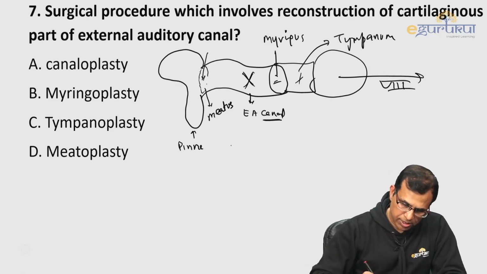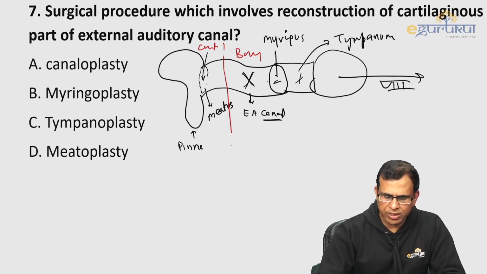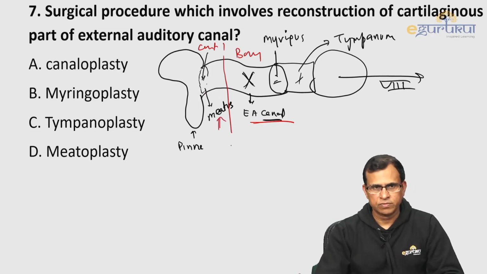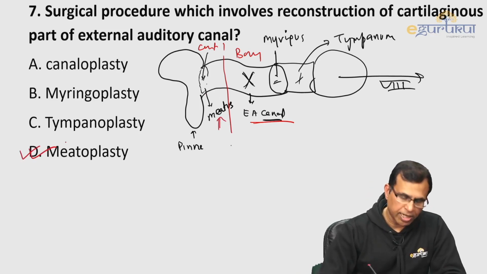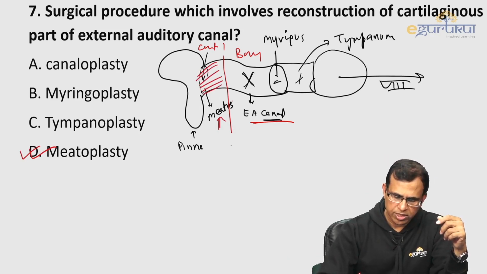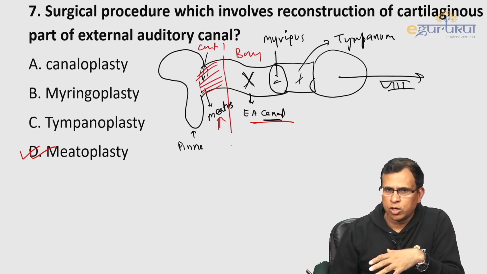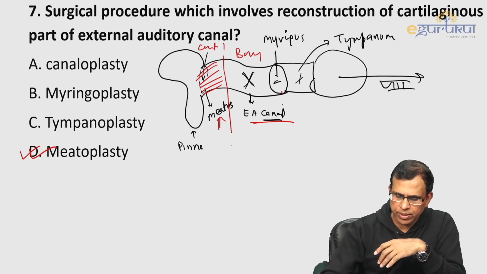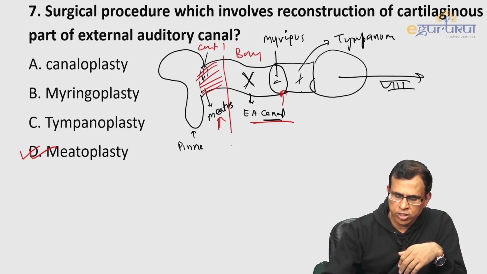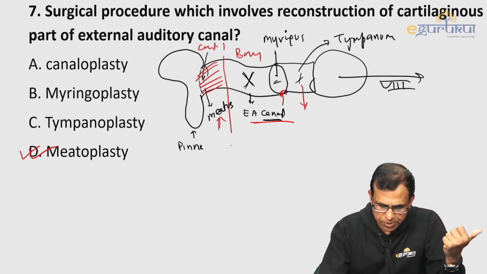So canaloplasty is the bony part. We all know the canal, if I divide here, this is the bony part of the canal and this is the cartilaginous part of the canal. So when you do a surgery on the bony part of the canal, it is canaloplasty. When you do a surgery on the cartilaginous part of the canal, it is meatoplasty. So the answer is meatoplasty. The cartilaginous part of the canal, which is this outer area, is called meatus, so meatoplasty. If you go deep and do the surgery, canaloplasty. If you go even deeper to the tympanic membrane, meringoplasty, and if you still go deeper to the middle ear, it becomes tympanoplasty. This is how you remember the terms.